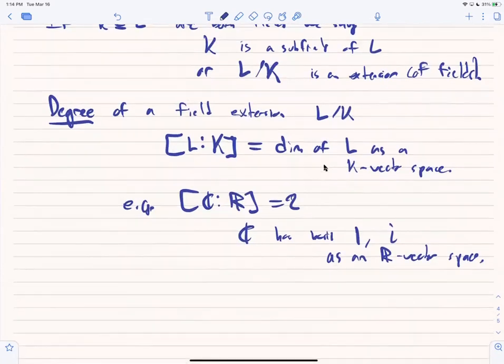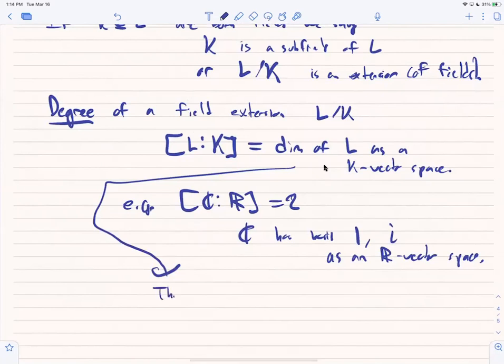And just let me make a remark: this can be infinite. For example, when I take the field of rational functions over the complex numbers, that has infinite dimension as a K vector space. You may or may not have thought about infinite dimensional vector spaces before, depending on your background.